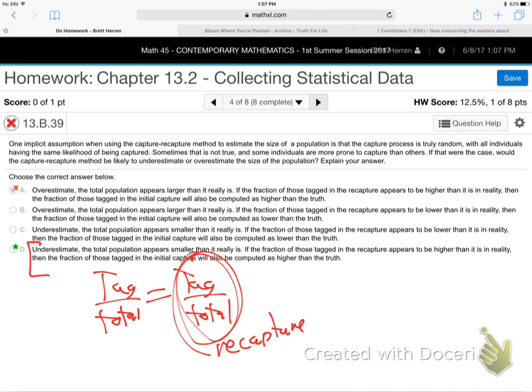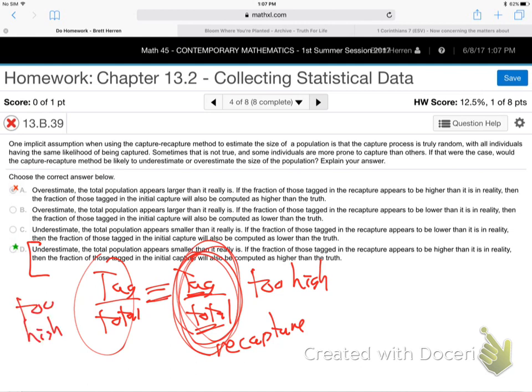You're trying to say how many tagged fish did I get the second time out of total? You're going to get a lot of tagged fish because those are the easily caught fish to some degree, right? So this is going to be too high. This fraction's too high. It's artificially high because you just caught them again because they're catchable, which means since these two fractions are equal, then this one's got to be too high as well, right? They're equal. So if one fraction's too high, the other one's too high.